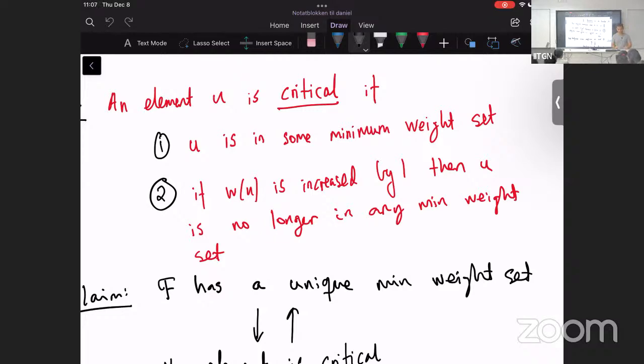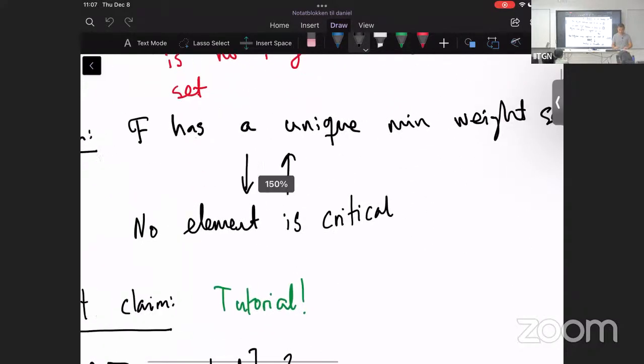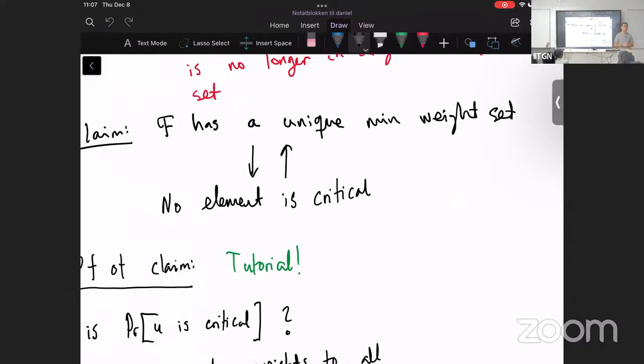Right? And here's a cute claim, and that is that F has a unique minimum weight set if and only if no element is critical. So I'm not going to prove this. You're going to prove this. For now, I just want you to believe me that this is true. I want you to believe that the family has a unique minimum weight set if and only if no element is critical. All right.